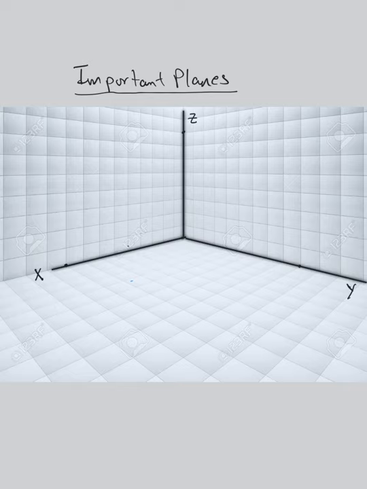Now going back to just the main axes picture, you can notice that we have those two walls and the floor, right? Well, geometrically those would be planes. They would be just flat surfaces.